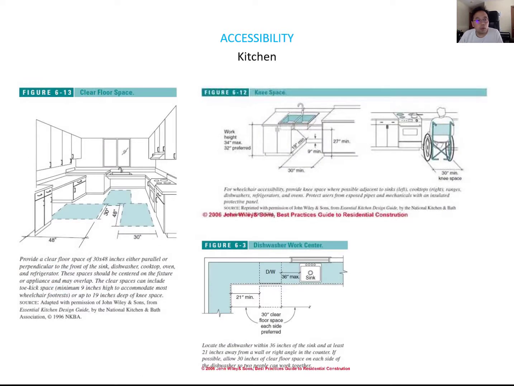So this is all the requirements for the accessible design here. In front of every fixture you have to provide 30 inch by 48 inch, right? And under the sink you have to clear it out so the wheelchair can access. Also, if you have a working table, you have to remove the cabinet so the wheelchair can access under it. Okay, so this is the rule to design.